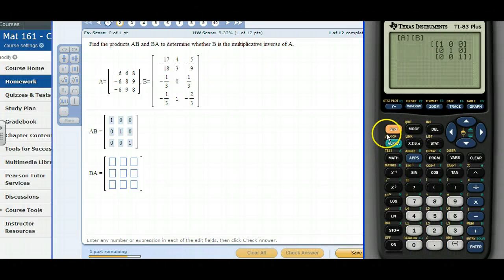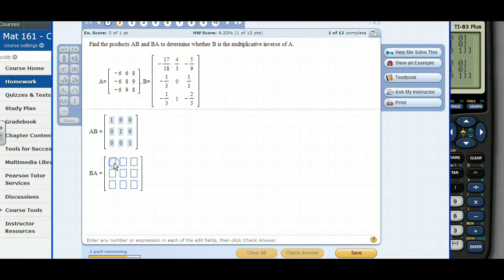Now, always check it the other way. B times A should also give you the identity matrix if these things are inverses of one another. Alright, again, it does as well. So when that's the case, you have inverse matrices.